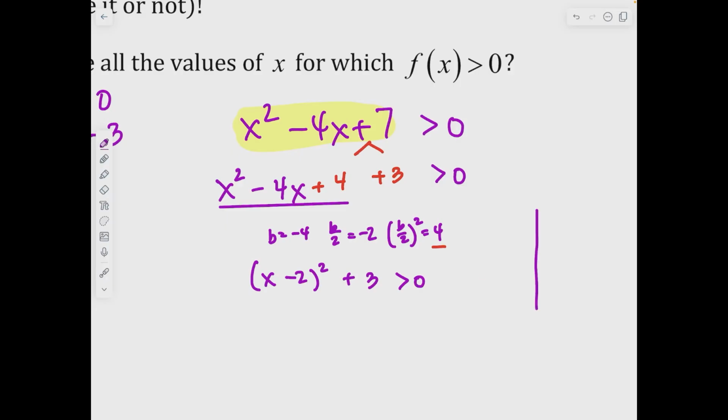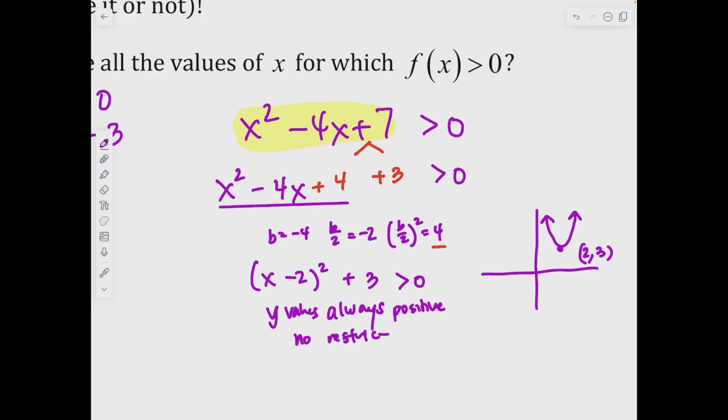The reason why I did that is because I know that this is a parabola. Its vertex is going to be located at 2, 3. And because my a value is 1, my graph opens up like that. Now, notice that the whole graph is above the x-axis. So what that means is y values are always positive. There is no restriction on the domain here.